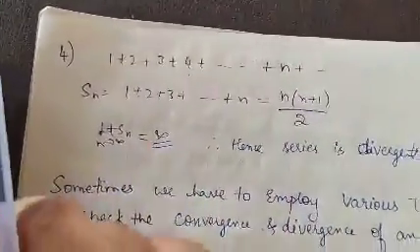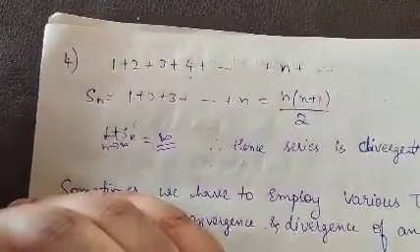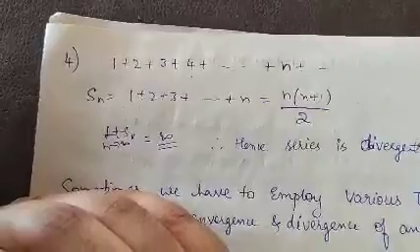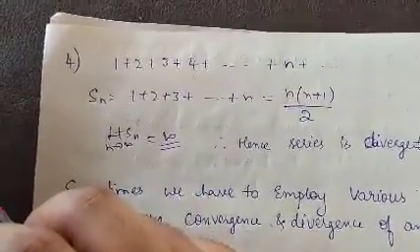So what is the procedure when you say the series is convergent? It is nothing but the limit of Sn as n tends to infinity. If you get the RHS as some finite quantity, then you say the series is convergent. Otherwise, the series is divergent.